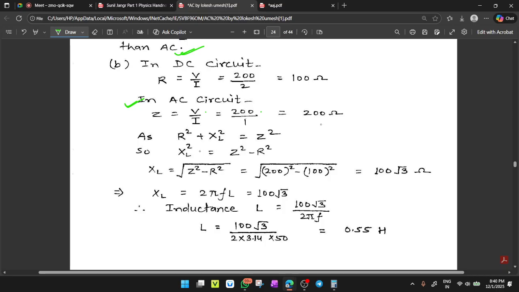Now the value of impedance is given by Z equals under root R square plus XL square. Squaring both sides, R square plus XL square equals Z square. So XL square equals Z square minus R square, and this way you find your XL. Okay, so XL equals 2 pi FL. F is given as 50 hertz linear frequency. So L equals 100 root 3 upon 2 pi F. Place the required values here and you will have your answer, 0.55 Henry.